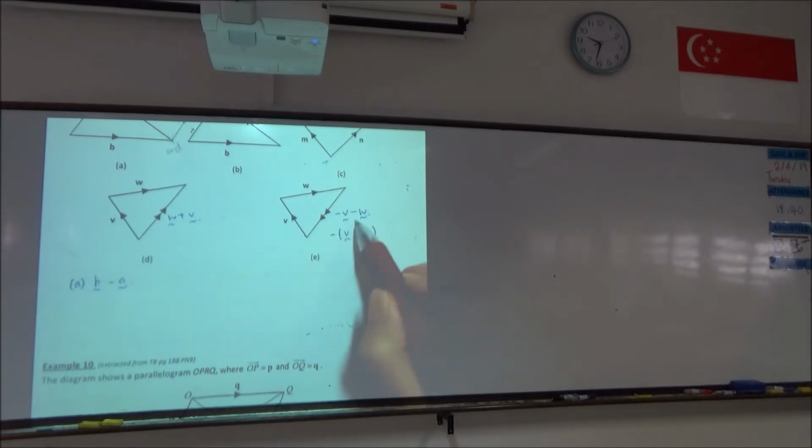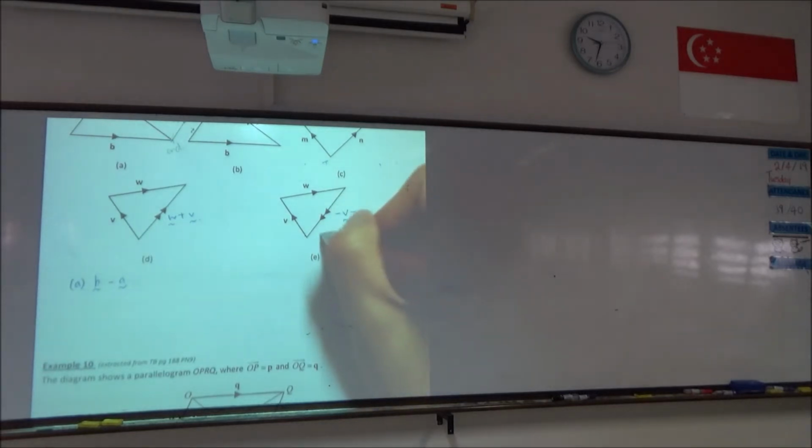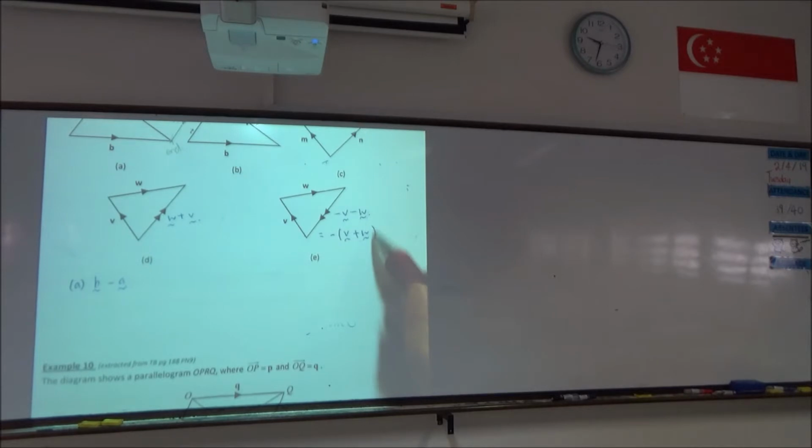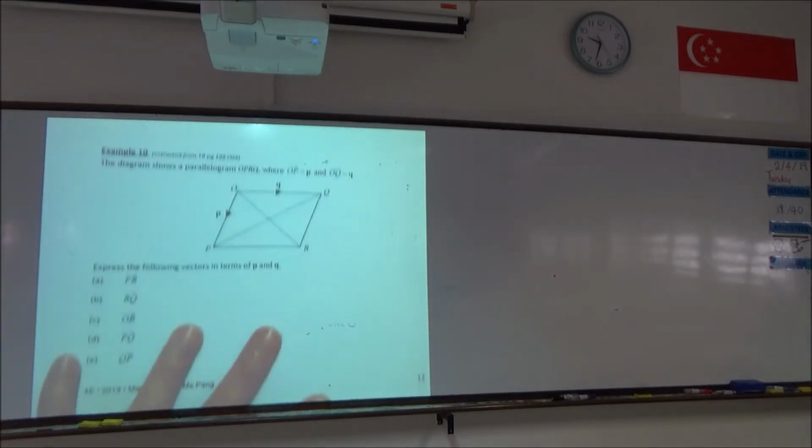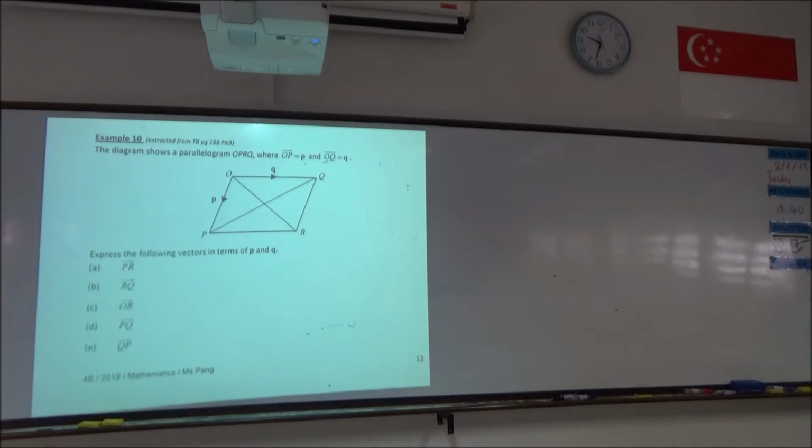Okay, so therefore they are actually meaning the same thing. So you must be able to recognize that they mean the same. Okay, but then of course in this case, either one of it as the answer is fine. Okay, let's look at example 10.